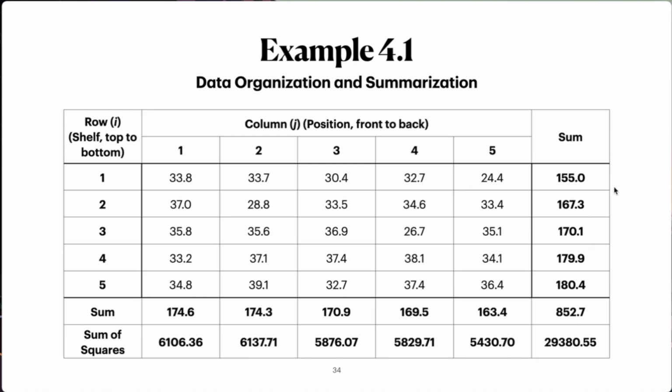So we have the row summary values, the row sums over on the right-hand side. And we also have the column sums down along the bottom. And then because we will also need the uncorrected sum of squares, and in particular the total uncorrected sum of squares, we've got column sums of squares, uncorrected sum of squares for each of the columns.